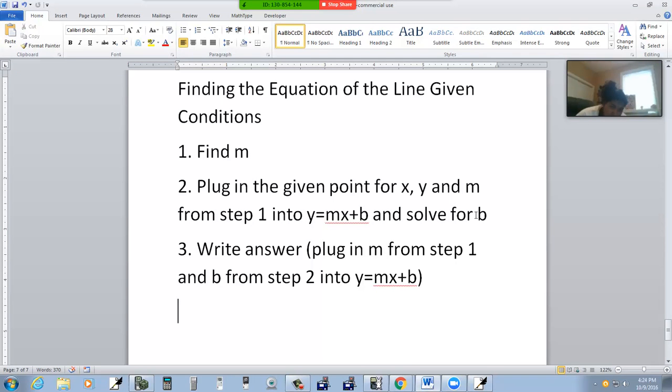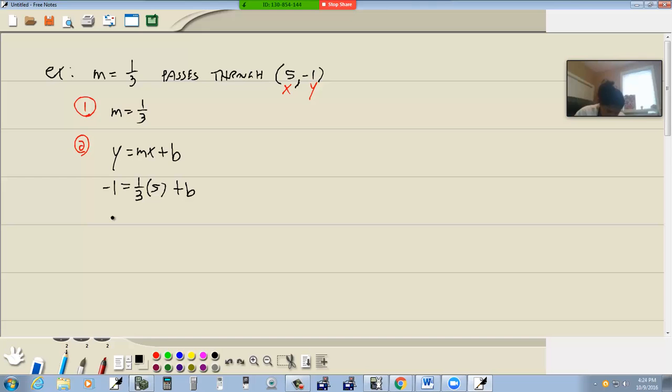And then it says, and solve for b. So we're going to solve this for b. 1/3 times 5 gives us 5/3. Take 5/3 over to the left side, we get negative 1 minus 5/3 equals b, which gives us negative 8/3.